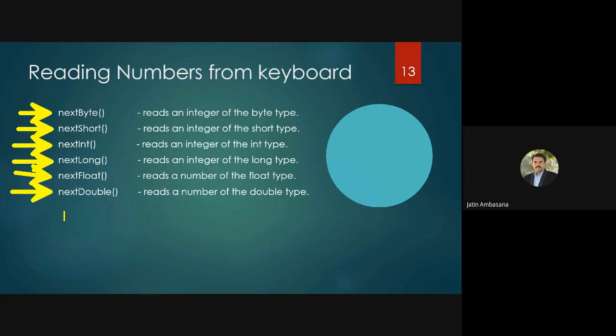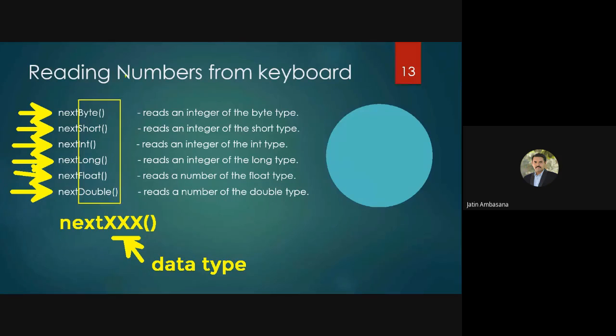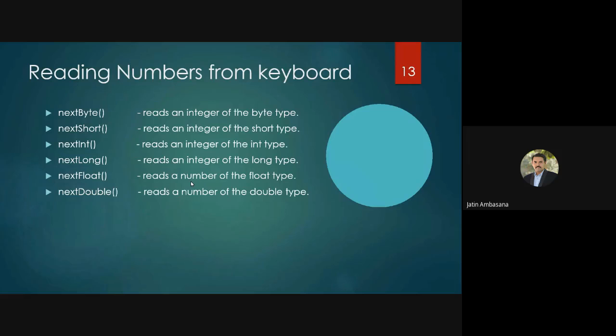These methods are called what kind of methods? nextXxx. What is this x? This x represents the data type. So you can see over here that after next there is the data type name. You see that? Yes. So these methods are basically used to read the input, get the input from the keyboard.